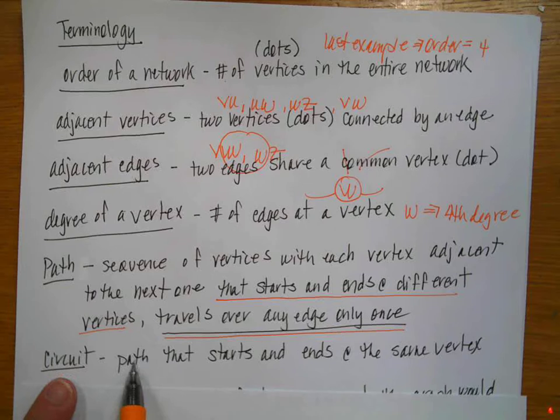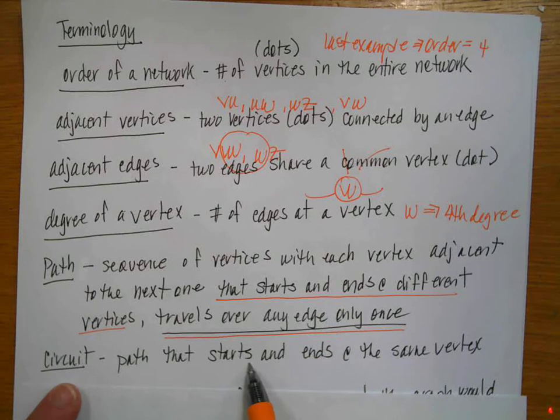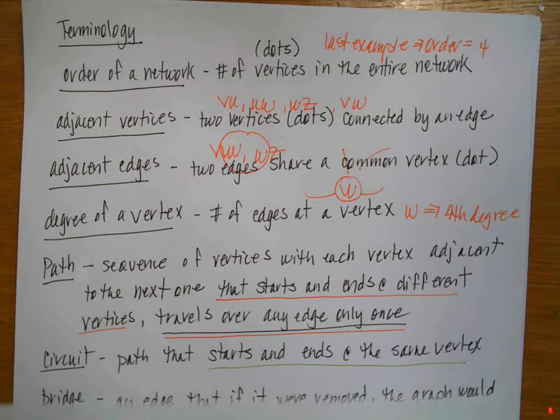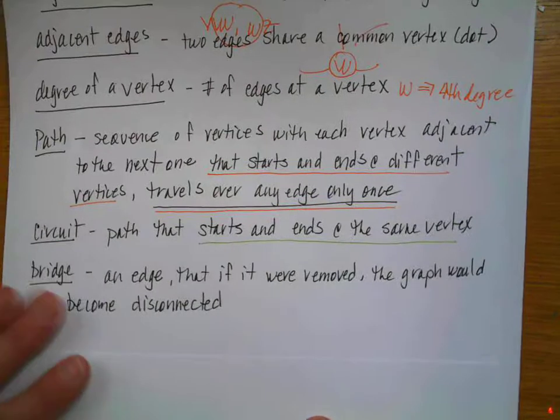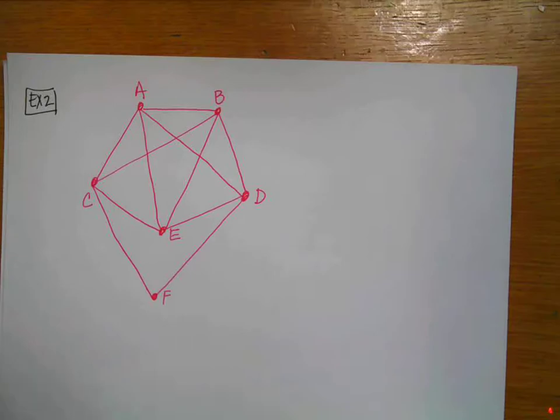The next one is a circuit. A circuit is a path. Remember, a path is going to take us from maybe point A to point B. It starts and ends at different vertices, and it's going to hit every edge only once. A circuit is going to start and end at the same vertex. Very important, that's the difference between a path and a circuit. And then our last definition is a bridge. A bridge is an edge that, if it were removed, the graph would become disconnected.